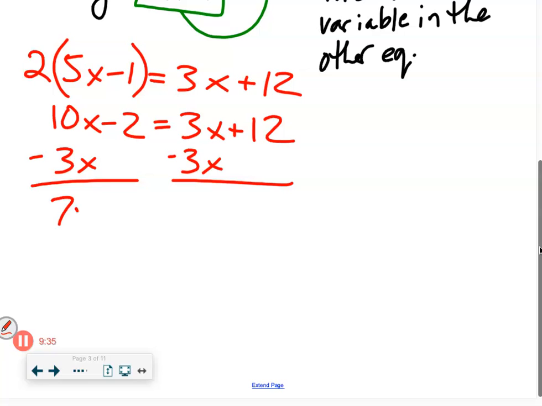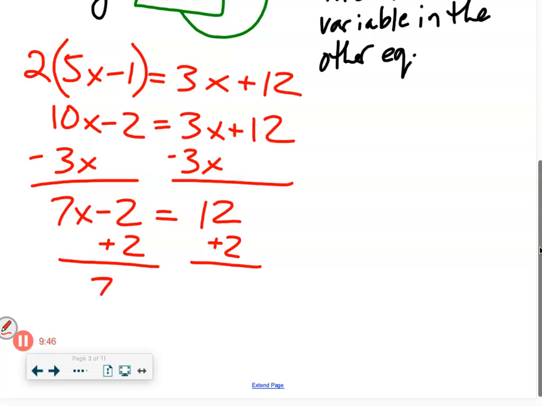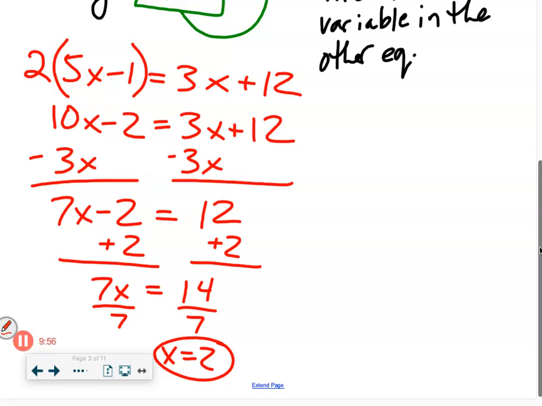All right, so 7x minus 2 equals 12. Now what? Add 2. 7x equals 14. What's the last thing? Divide by 7. x equals 2. Hey, I'm done. That's my point. x equals 2.